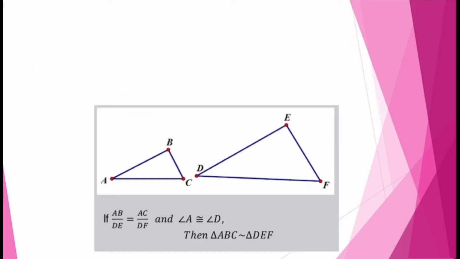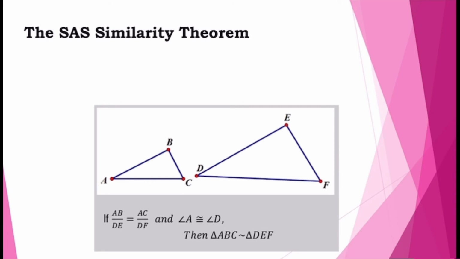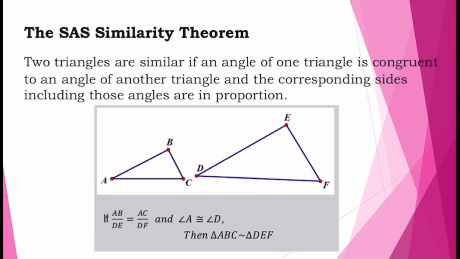Next, in the previous activity, we encountered a situation wherein you identify theorems for similarity of triangles. Let us continue the discussion by having a recall of these theorems. Before we apply these theorems, it is better for you to be reminded about these theorems. For our first theorem, we have the SAS similarity theorem. Two triangles are similar if an angle of one triangle is congruent to an angle of another triangle, and the corresponding sides including those angles are in proportion.